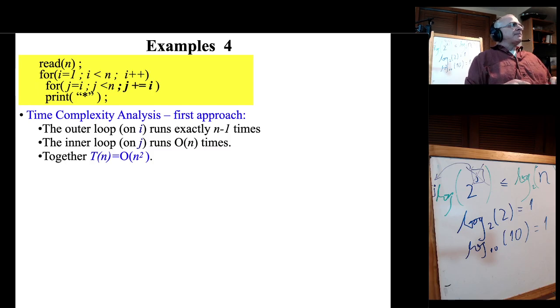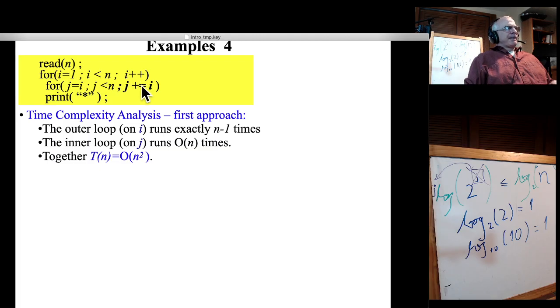Another example. For i equals 1, i smaller than n, i plus plus. For j equals 1, j smaller than n, j plus equal i. So increment j by i. And every such iteration I print an asterisk, just because if the question of what's a big O is confusing, I can just ask how many asterisks do I print, because every time that the inner loop is executed, you're printing an asterisk, and the running time is proportional to the number of asterisks.